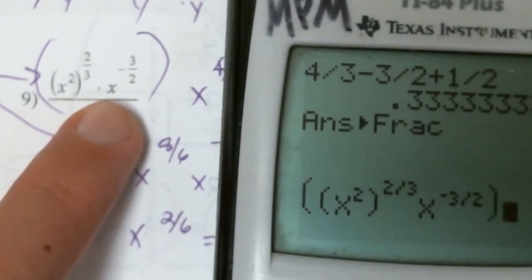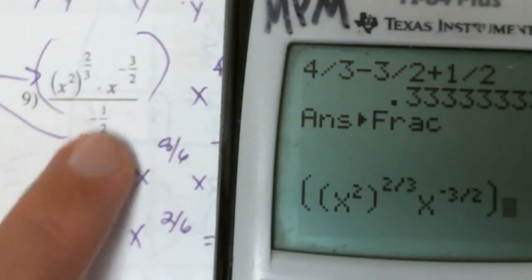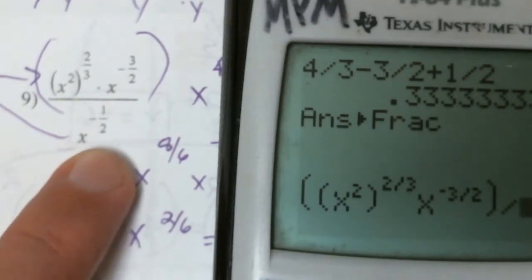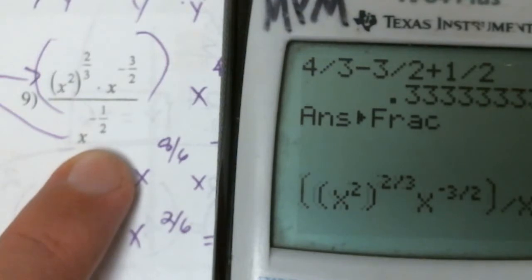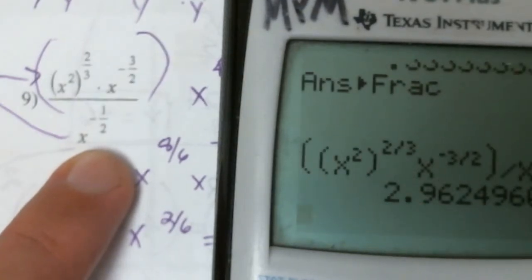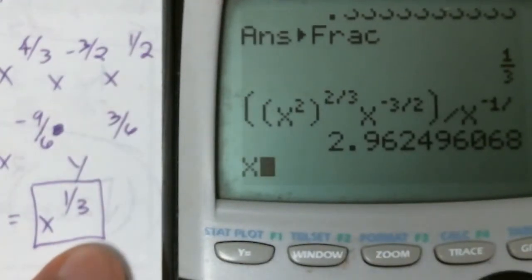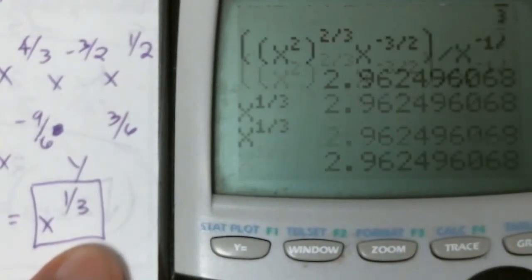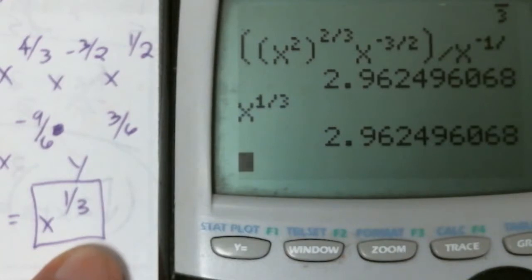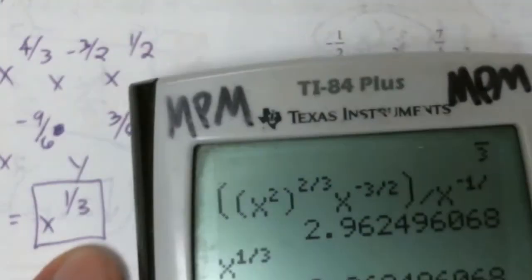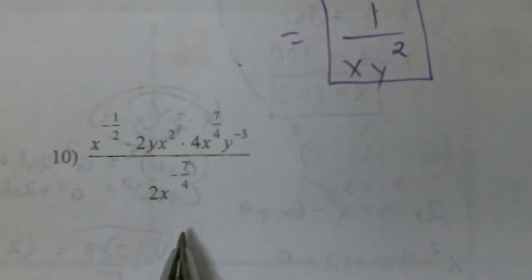Okay, and then all of that whole numerator is being divided by x raised to the -1/2. Okay, and we get that. We are saying that that's equivalent to x raised to the 1/3. And they match all day long. Don't turn your test in that box until you check these. All right, number 10. Okay, number 10 is a little bit more complicated.